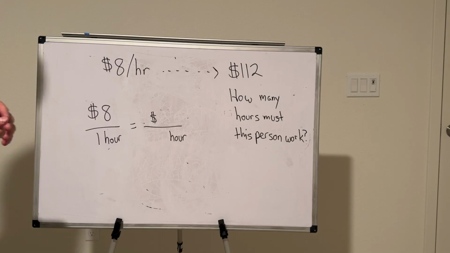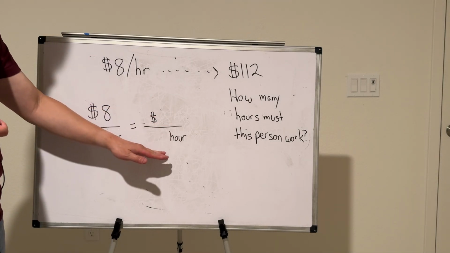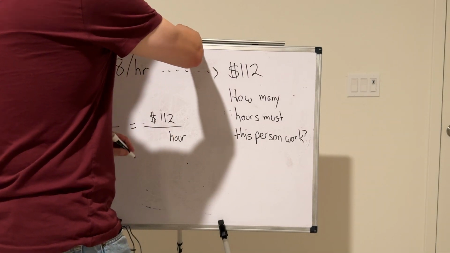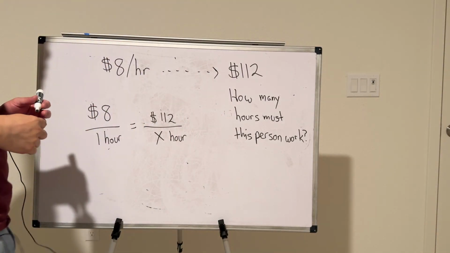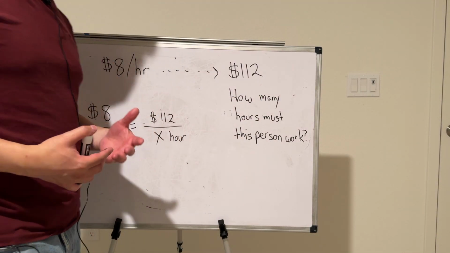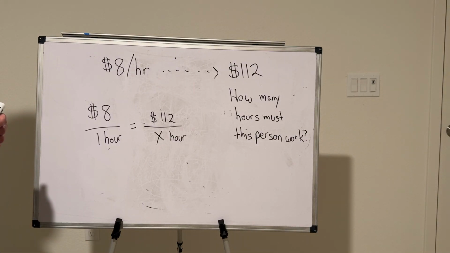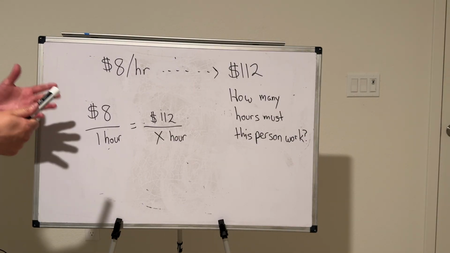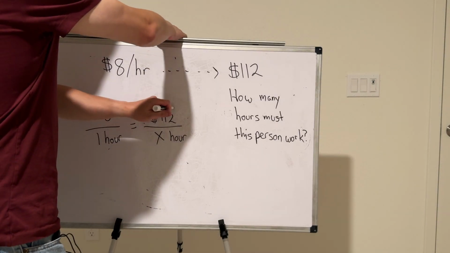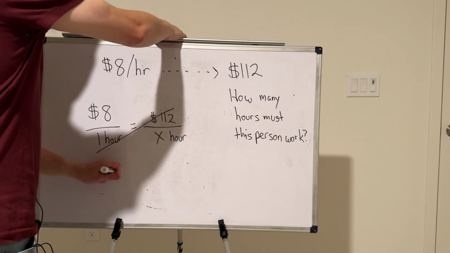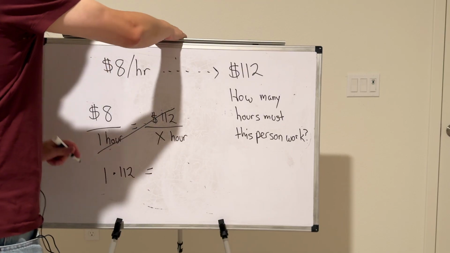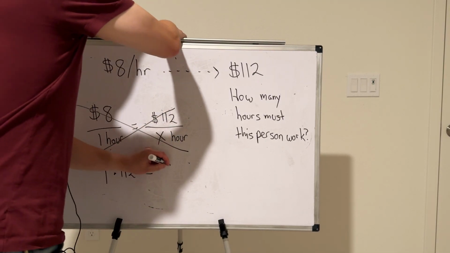Now last time we were given the number of hours, the bottom number, but this time we're given the top number, which is 112. So my x is actually on the bottom, because that is my question. How many hours? Hours is unknown. Okay? So from here, I'm going to go ahead and do a little bit of multiplication. If I go 1 times 112, 1 times 112 is 112. And going this way, I get 8x.